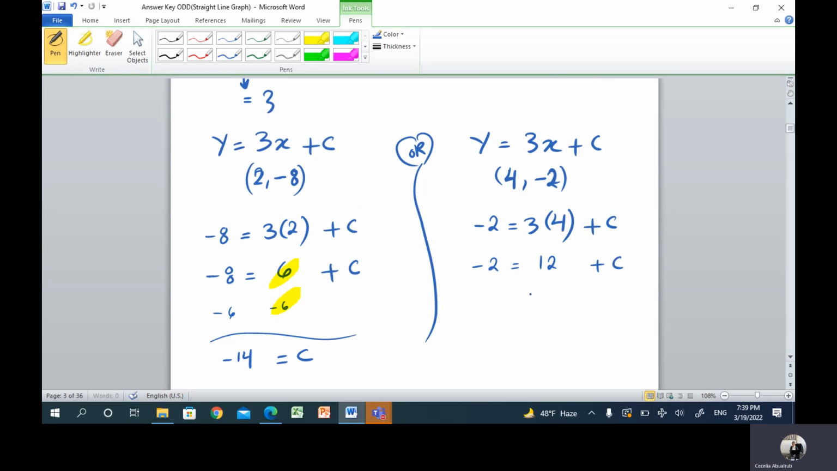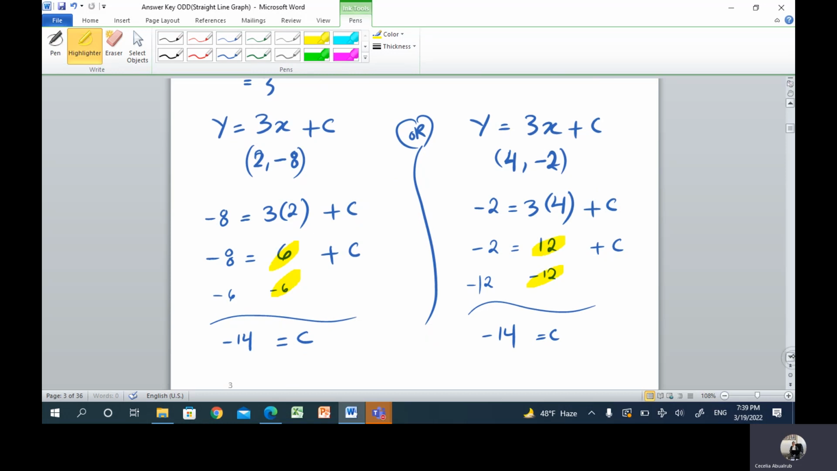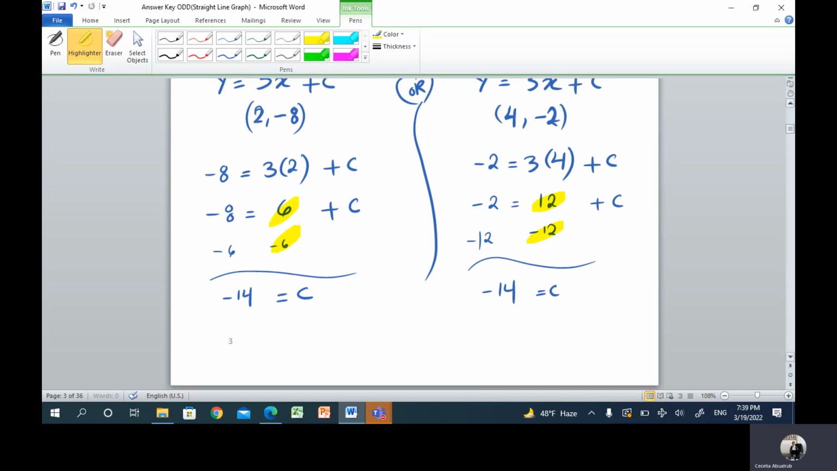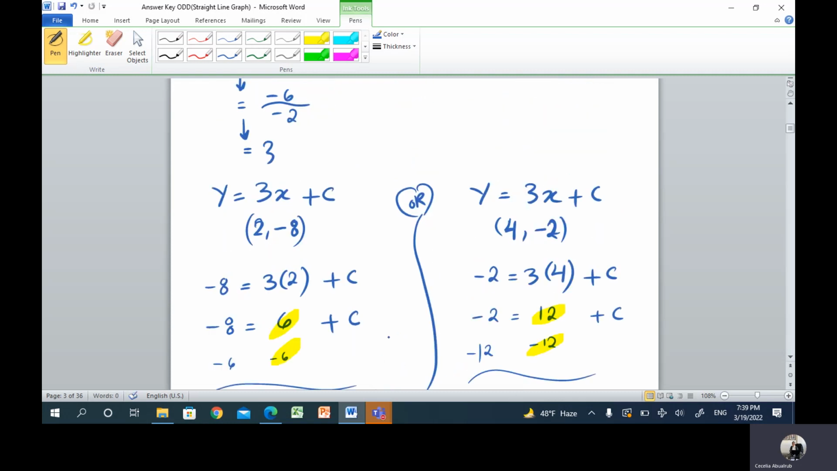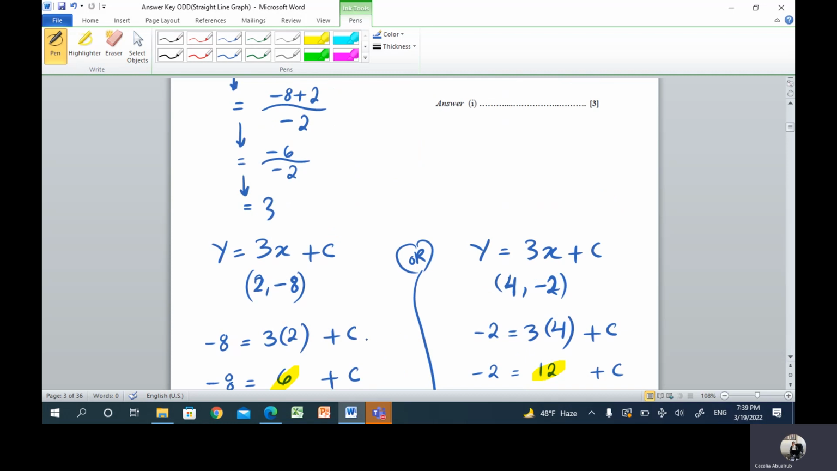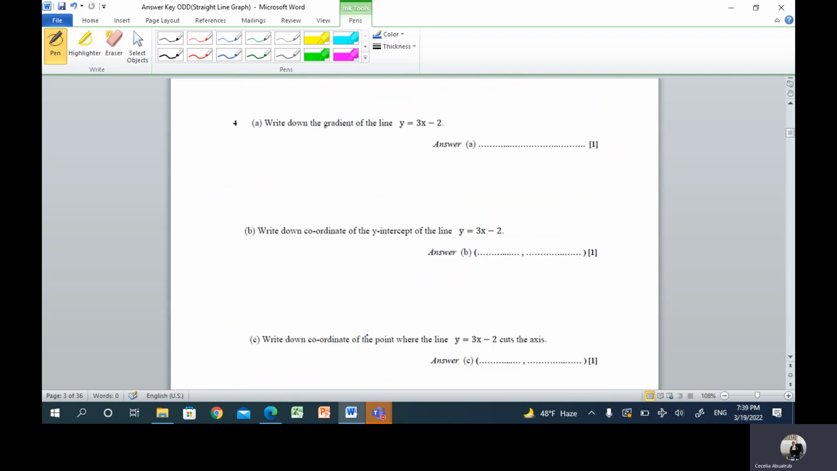We're going to apply opposite operations, -12 minus 12. So it will be -2 minus 12 is -14 equals c, because 12 and -12 are going to cancel each other. So now we found c. We can write y equals 3x plus -14. So y equals 3x minus 14. And that's how we find the equation of the line if 2 points are given on this line.